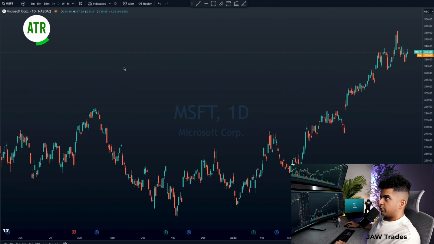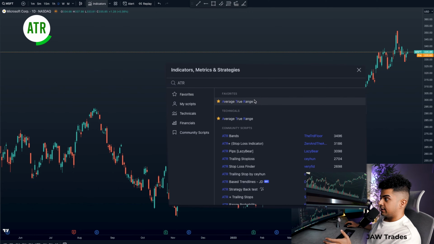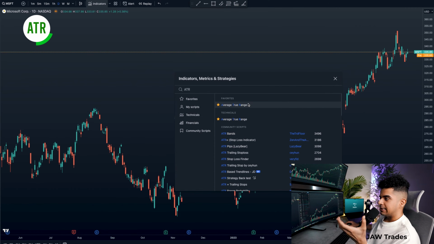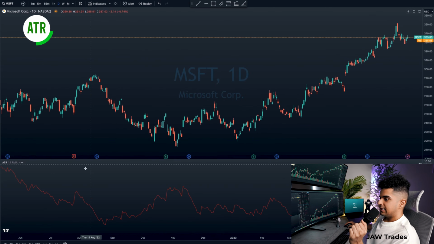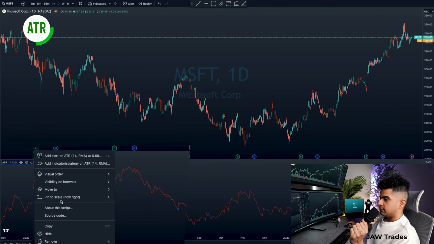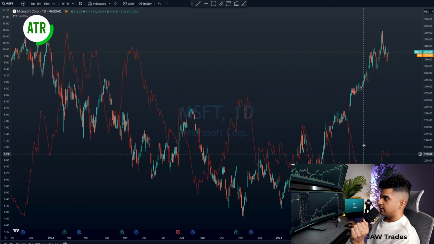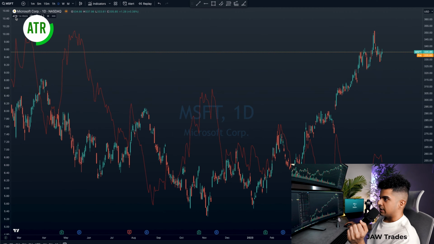To add this indicator on TradingView, click on indicators at the top right here and search for ATR, average true range. This is the default one that I used to use, but I'm going to discuss another very important tip, which is a really good indicator that you can use in place of ATR. To add this indicator, it's going to add the ATR at the bottom right here. But if you want to move it to the top, just click here and move to existing pane above. So now it's going to show the ATR on the chart itself, which is not looking too good.